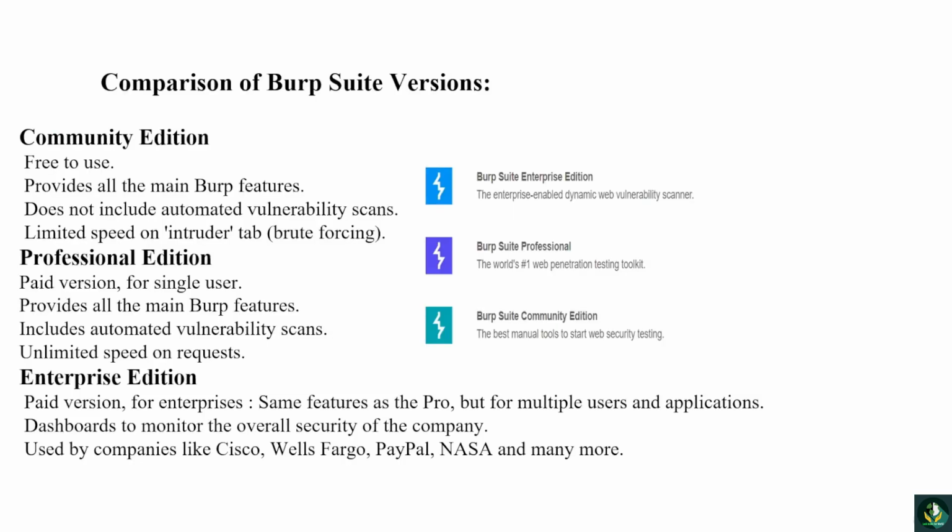It doesn't include automated vulnerability scans, and the speed on the Intruder tab is very limited. That's why we'll use the Professional Edition for this course. This is a paid version for single users. It provides all the main Burp features including automated vulnerability scans and allows unlimited speed on requests. This edition is perfect for those who need more advanced features.